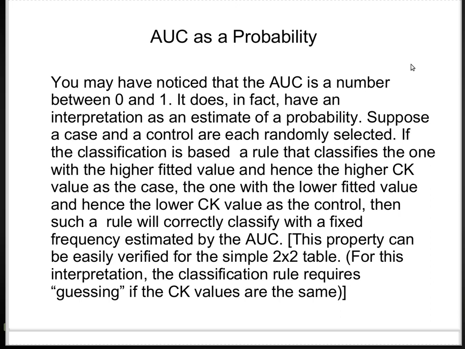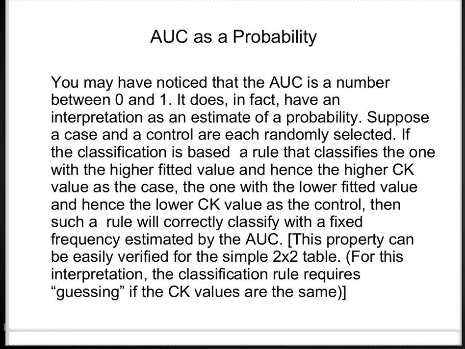And you have a classification rule. The rule will be, well, if a person has a higher fitted value, will be assigned the... sorry. So you're going to use the fitted values here in order to make a decision as to who is classified as being the case and who is the control.